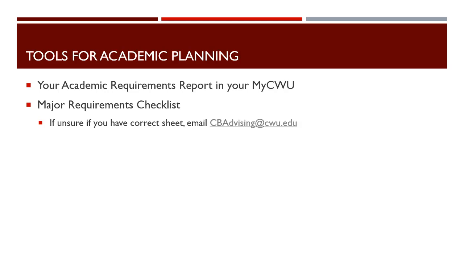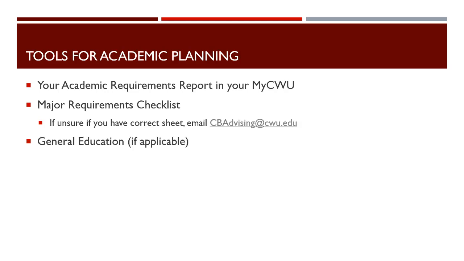Your major requirements checklist. You may download this from the Planning Tools page, or you may have one from a previous meeting with an advisor. Just make sure that it is the checklist for the year you are admitted to the major. If you are unsure if you have the correct sheet, please email cbadvising@cwu.edu and ask what catalog year you are under.